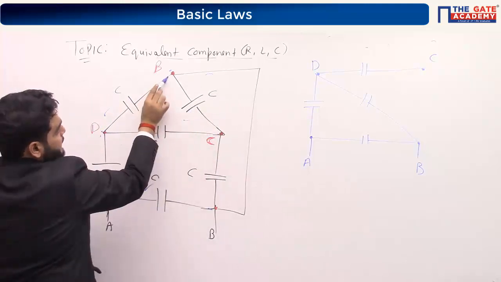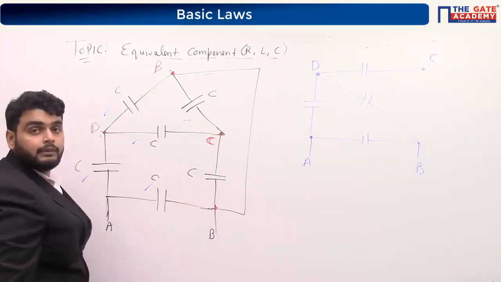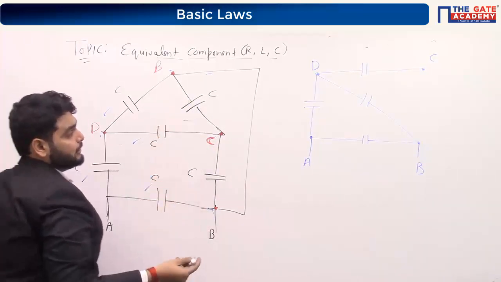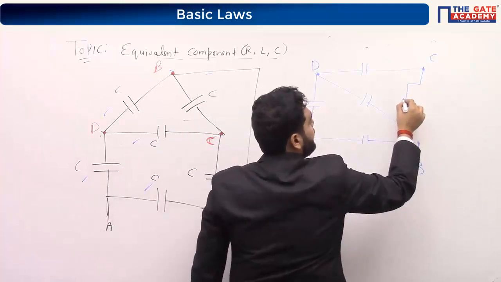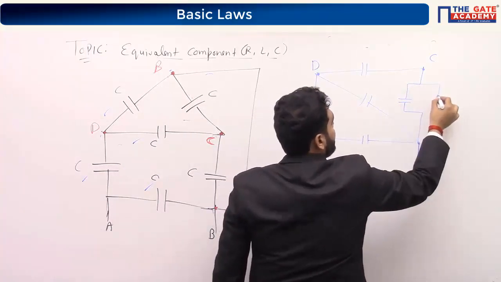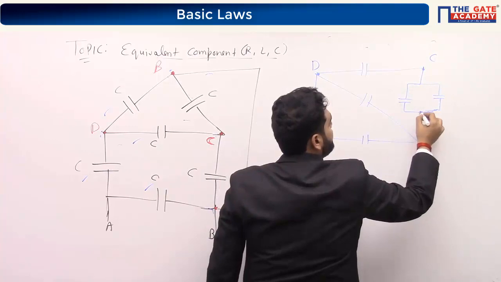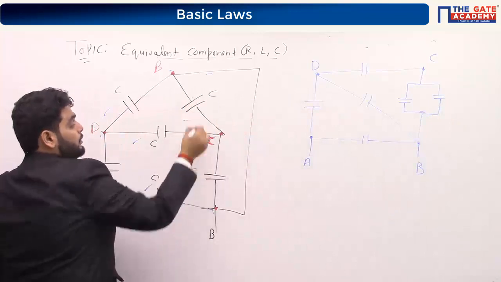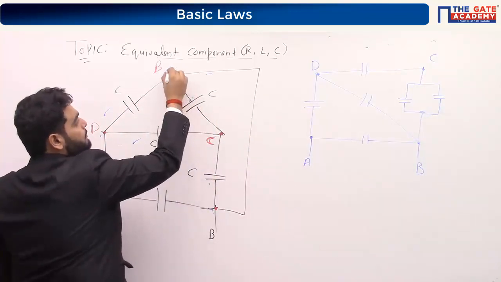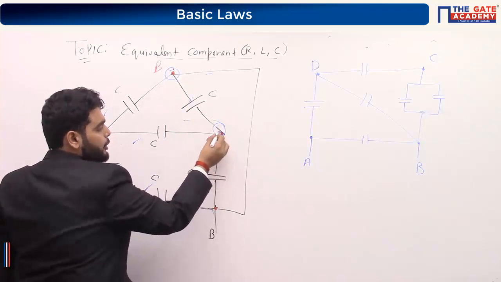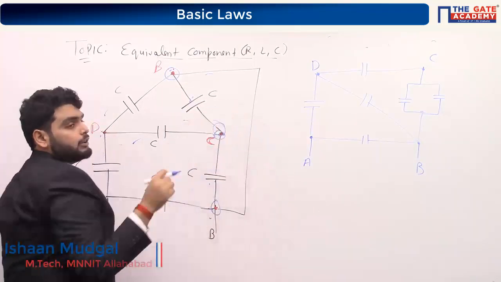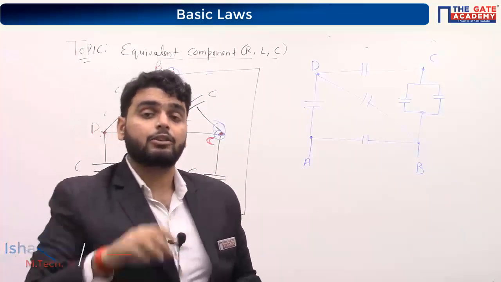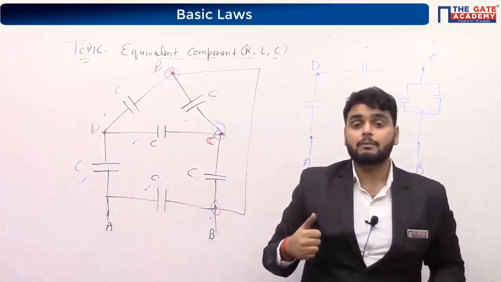Now from B we have one capacitor to C, and again from B we have another capacitor to C. So you can see these two are in parallel. Why? Because these two capacitors have one node B and one node C. Both nodes are connected to each other. That's why they are in parallel. So this is the best way to find out which elements are parallel.